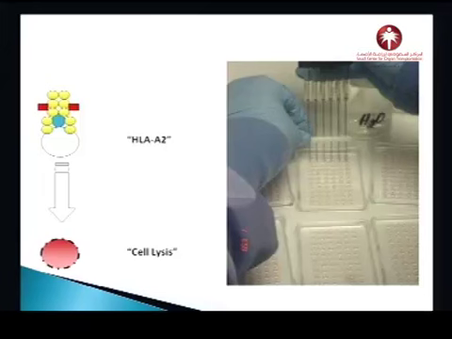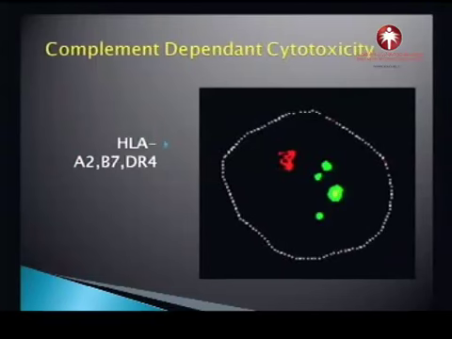This cell lysis can be detected by many methods, depending mainly on the staining of the cell. This is the positive, where the dye penetrated the cells, and this is negative, where the dye did not penetrate the cell because there wasn't any cell lysis. We read multiple wells, which enables us to determine the HLA typing. So for example, if this cell is carrying A2, B7, and DR4, that will indicate that this patient has the HLA typing of A2, B7, DR4.